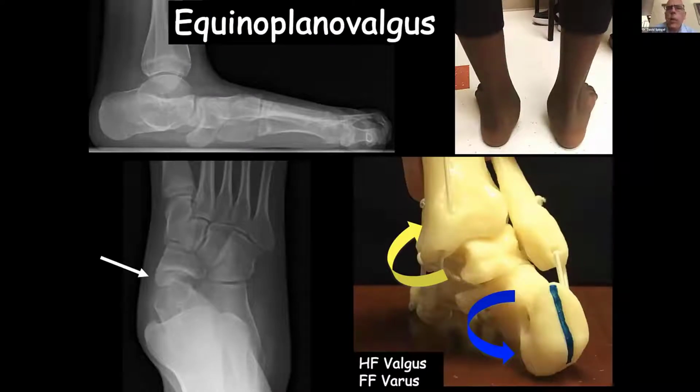The equinovalgus foot, the more rigid flat foot, is associated with the heel cord contracture. The hind foot is in valgus. And recall that the deformity of the hind foot is matched by the reverse deformity of the forefoot. So the hind foot is in valgus and the forefoot is in varus. You can see there that the talonavicular joint is uncovered, and there's basically eversion of the subtalar complex.